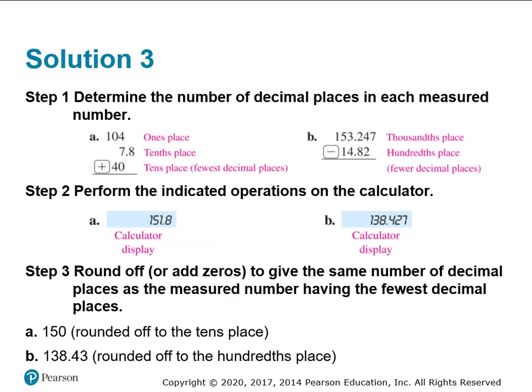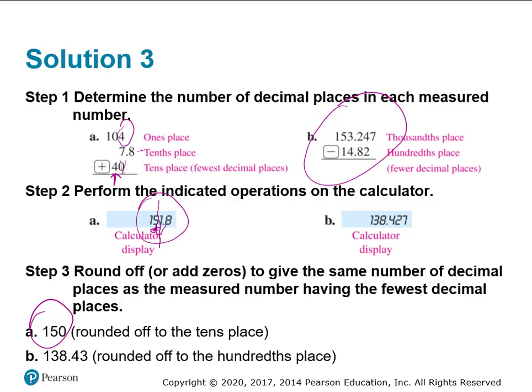Hopefully you notice that 104 is obviously significant to the ones. 7.8 is to the tenths. 40, remember this 0 is not significant, so 40 is to the tens place. That's our fewest. So when I add all of these up, my calculator will tell me 151.8. But I have to stop at my tens column. So will that 1 do anything to that 5? No. You should have ended with 150.